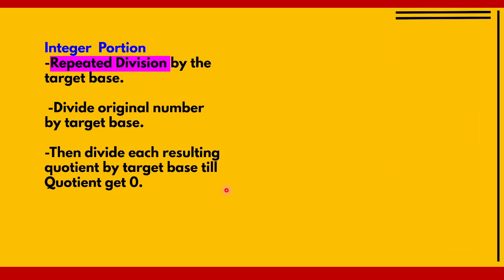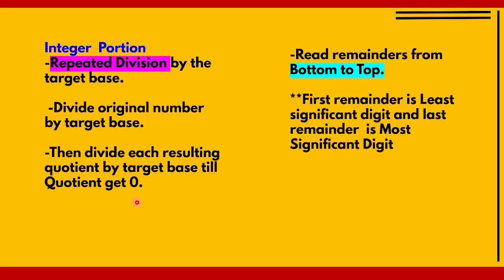Now these are some of the rules which I have summed up over here. For the integer portion of a decimal number, we will repeatedly divide by the target base. We will divide the original number by the target base, then continue dividing the resulting quotient by the target base until the quotient gets to 0, and then you have to read all the remainders from bottom to top. This is important: the first remainder will be your least significant digit and the last remainder is the most significant digit.